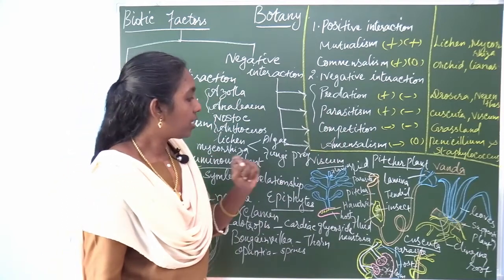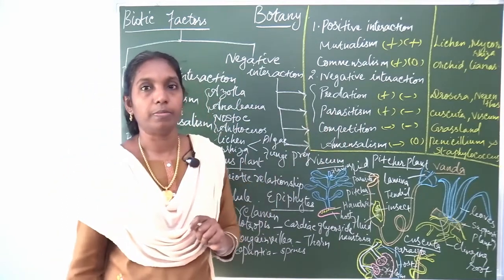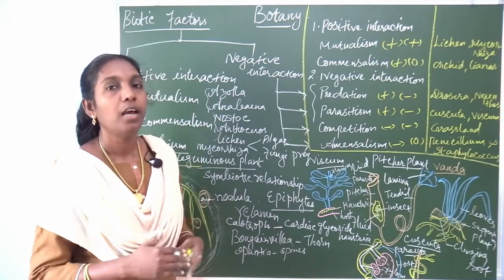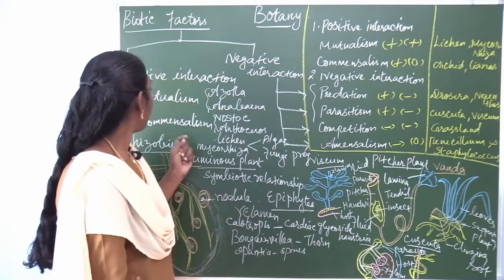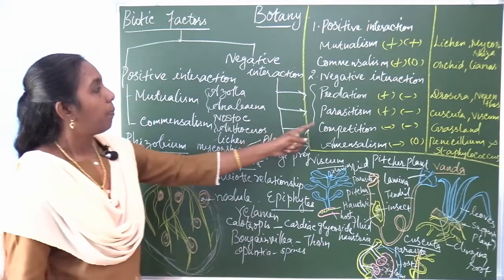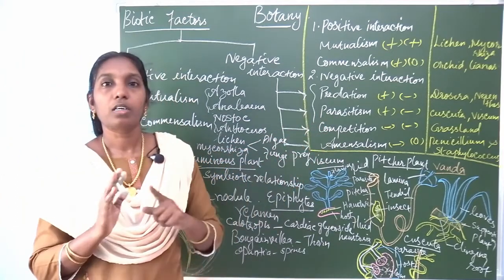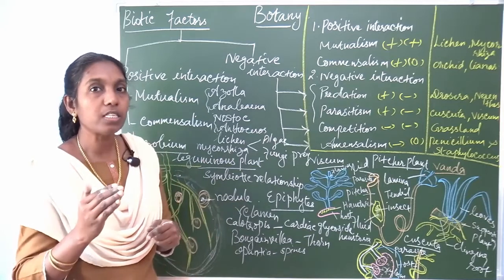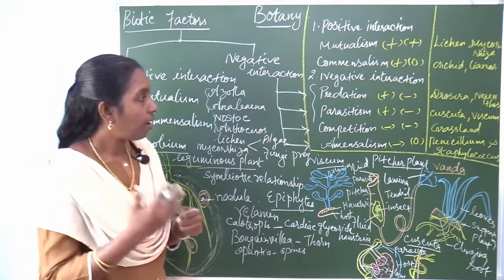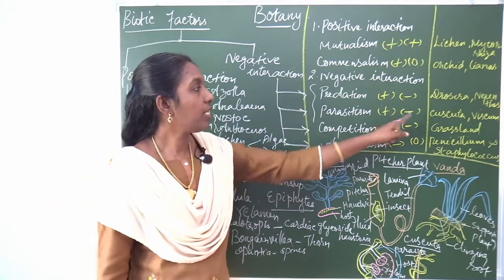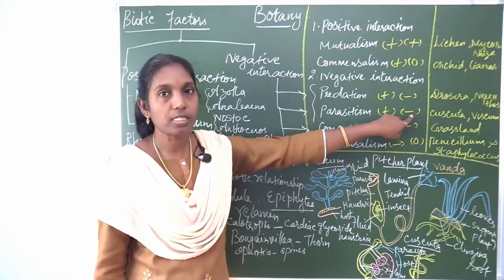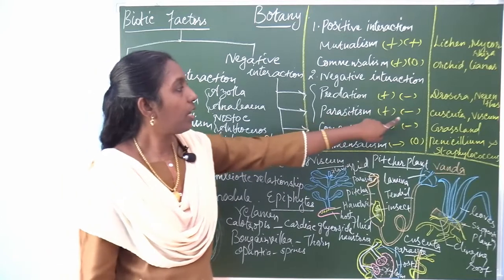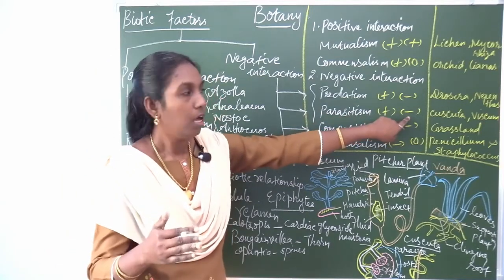Then another example is parasitism. You know that there are a number of parasites, the parasitic organisms. These parasites are classified into two different types. In parasitism, one is benefited, another one is harmed.